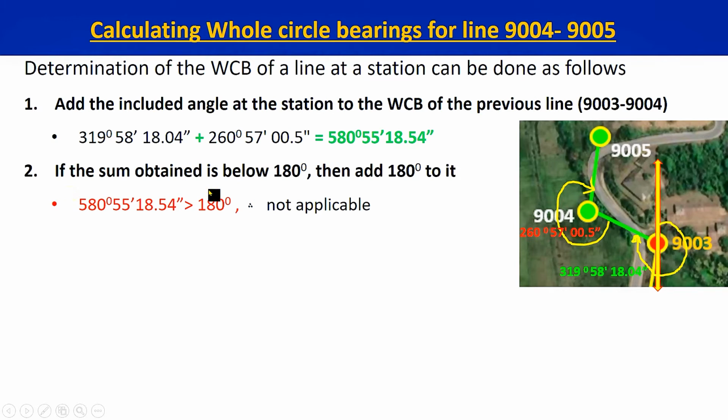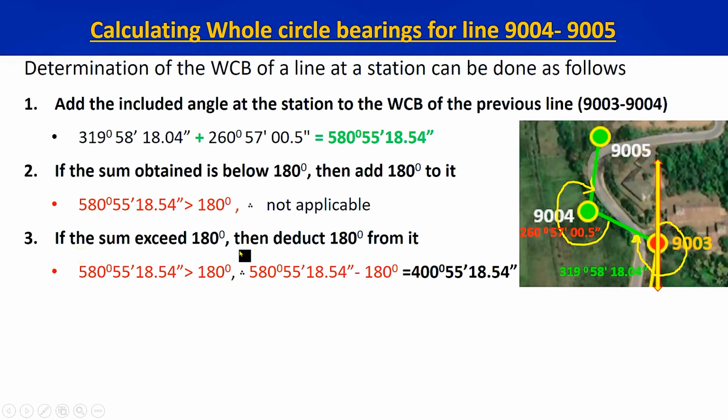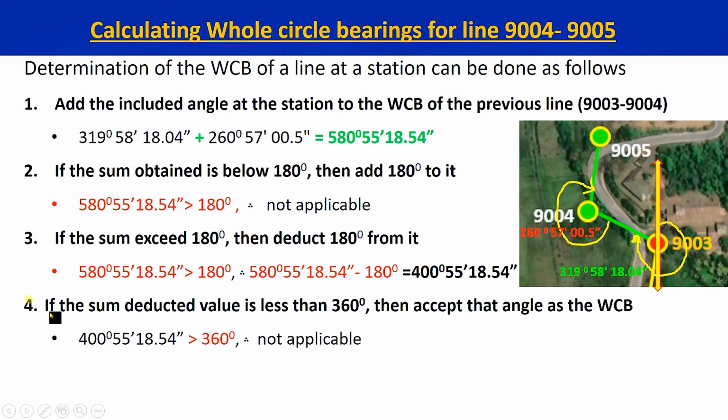If the sum obtained is below 180, then add 180 to it. But we can clearly see that 580 degrees is greater than 180 degrees, therefore it is not applicable. If the sum exceeds 180, then deduct 180 from it. That is okay, because 580 degrees is greater than 180 degrees, so we can deduct 180 from 580. Then the value is 400 degrees, 55 minutes and 18.54 seconds.